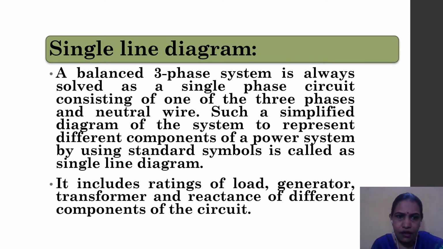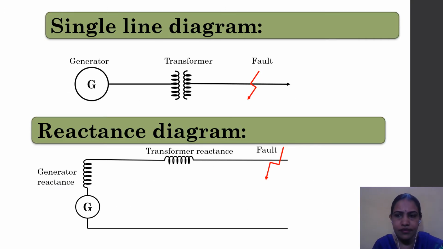Single line diagram. A balanced three-phase system is always solved as a single phase circuit consisting of one of the three phases and the neutral wire. Such a simplified diagram of the system, representing different components of the power system using standard symbols, is called a single line diagram. It includes ratings of load, generator, transformer, and reactance of different components of the circuit. One example is shown here.